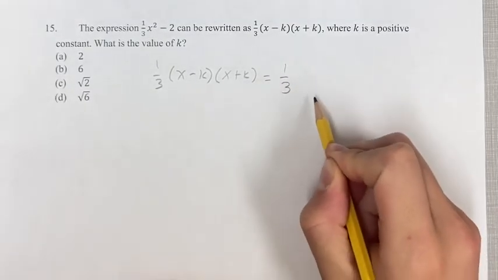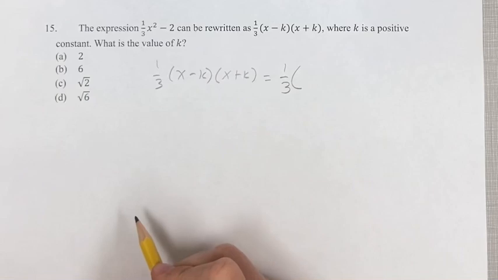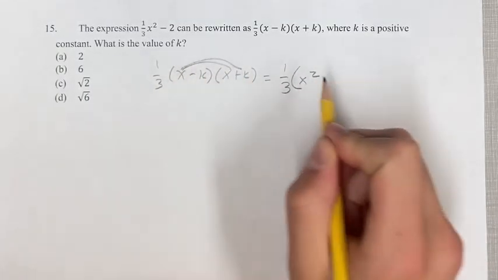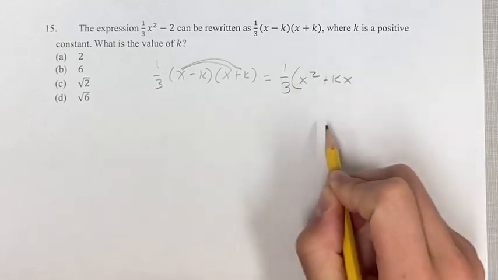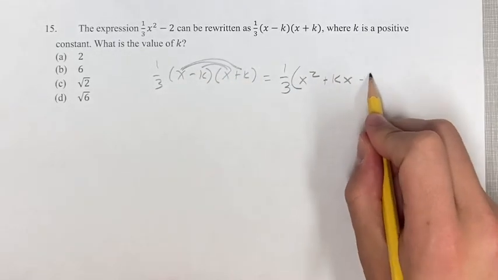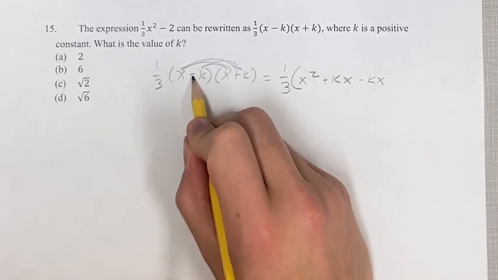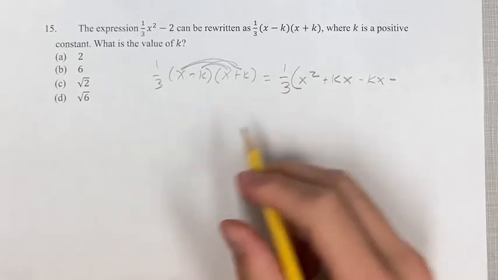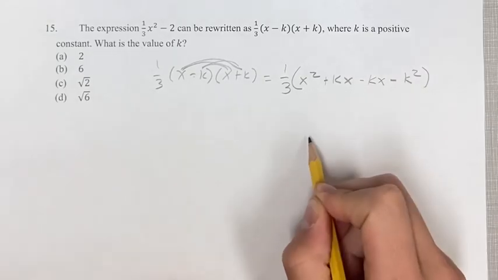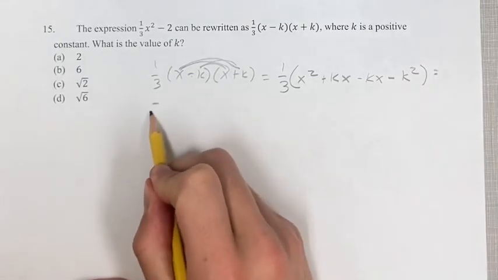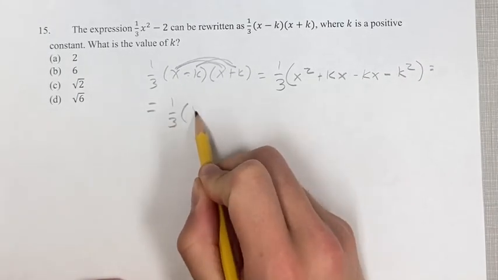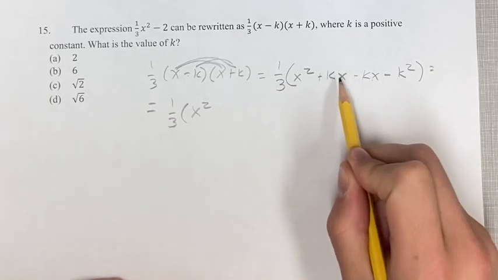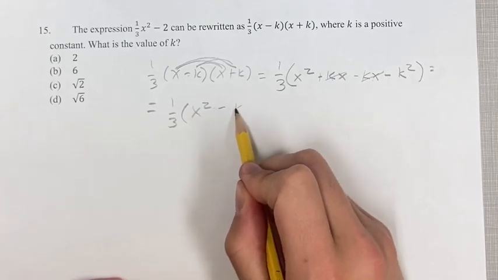So we have 1/3 times this distributed out, which is going to be x times x is x squared, plus x times k is plus kx, minus x times k is minus kx, and then minus k times positive k is minus, because there's only one minus, k squared. And this is equal to 1/3 times x squared plus kx minus kx, so these cancel out, minus k squared.